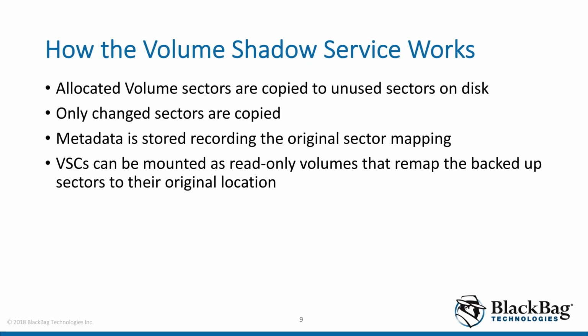So in this way, only changed sectors need to be copied. And what they'll do is if you change a sector, it'll be copied somewhere else on disk. And then there's some metadata that's stored that records the mapping of where that sector logically should be. So in this way, you can remount a volume shadow copy volume, and the volume layer itself will go ahead and pretend that those sectors are where they should be and give you a view that looks just like a volume.